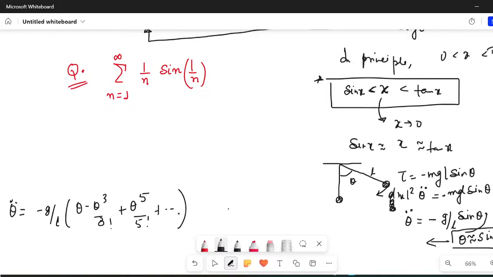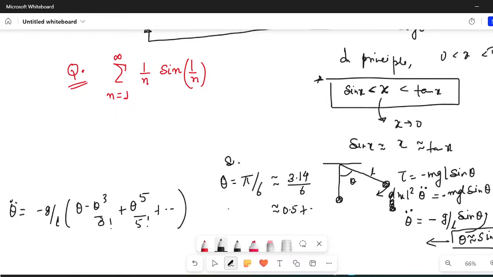So you should understand all these things. This is very basic. Just for instance, let's take theta equal to pi by 6. It will be around 3 point something, if I approximate it, so it will be something greater than 0.5.